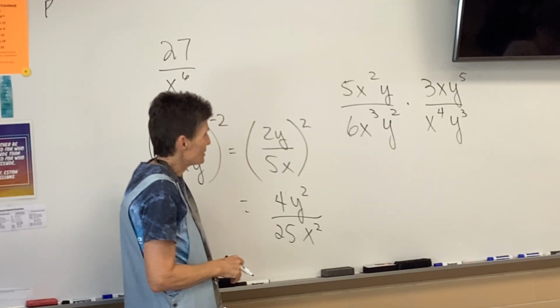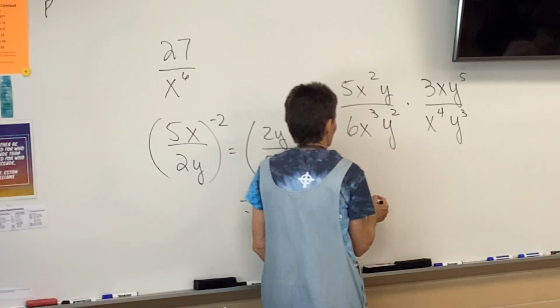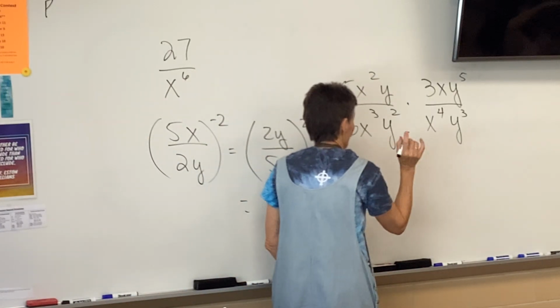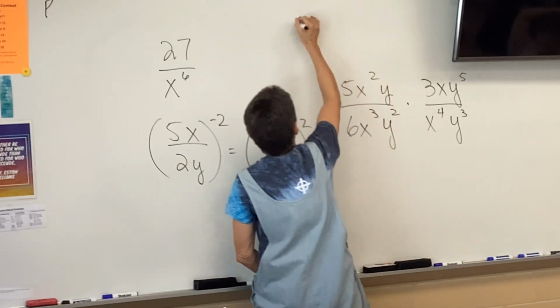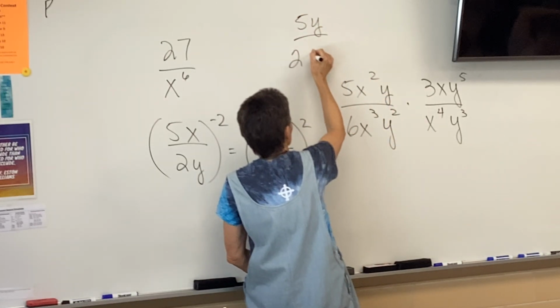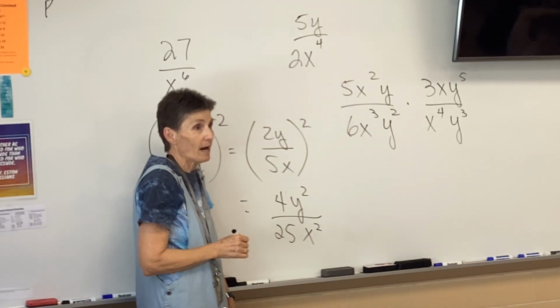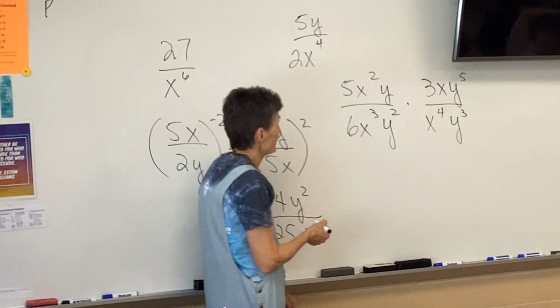All right, Charlie, you got this one. What did you get when you did it? I got 5y over 2x to the 4th. So your final answer, I like it, I'm gonna put it up here, 5y over 2x to the 4th. Wow, how did he do that? I haven't done it, so I don't know if it's right or not. Let's check it.